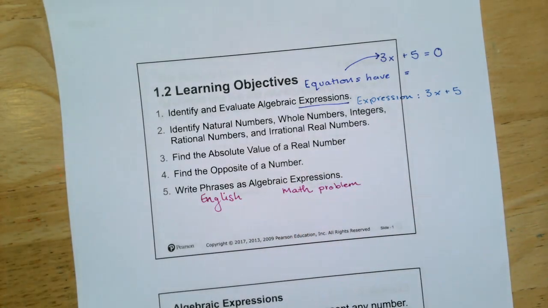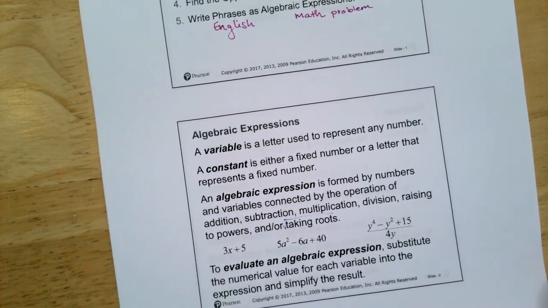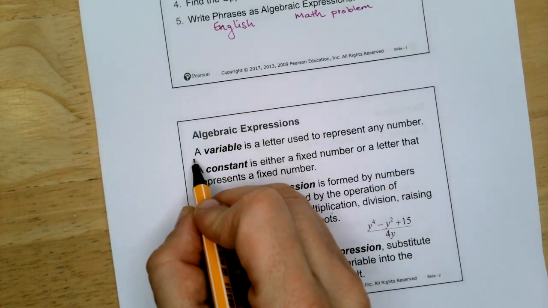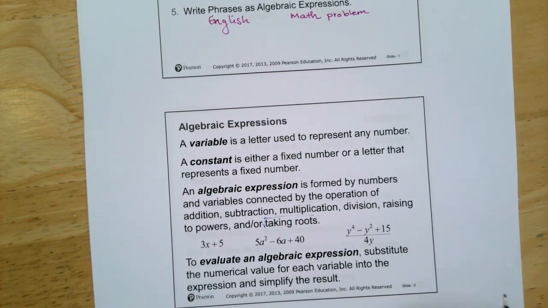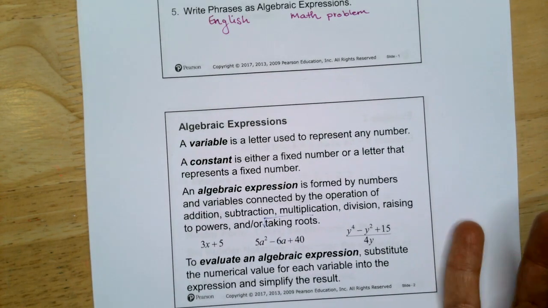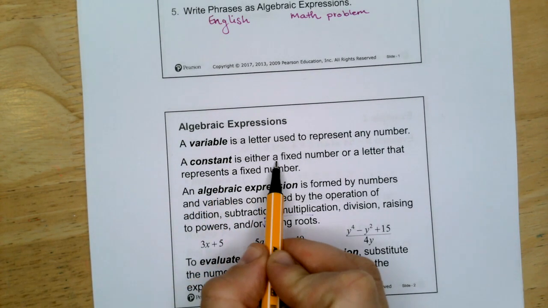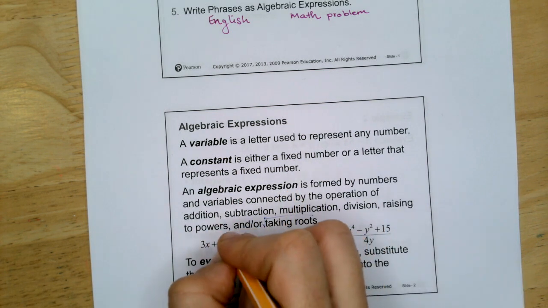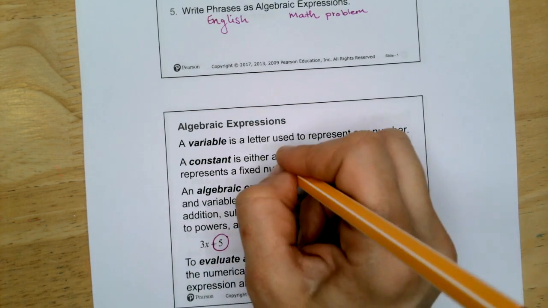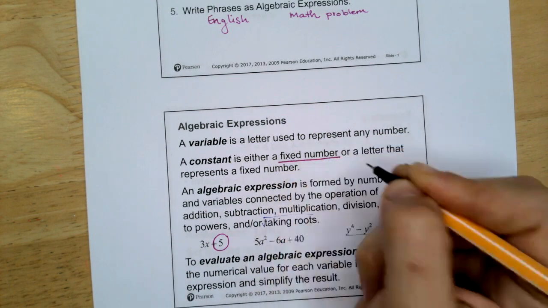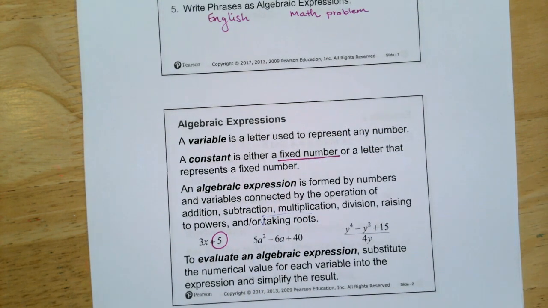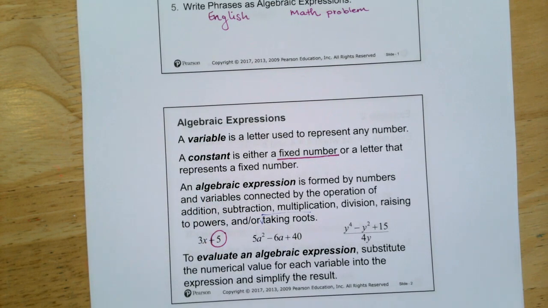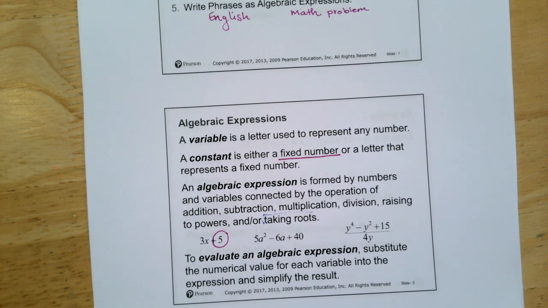Use numbers, okay? So algebraic expressions include a variable or a letter. The letter we use because we don't know what the number is. A constant is a fixed number. Here is a fixed number. Or a letter that represents a fixed number, okay? What it means is it's constant. It's not going to change.